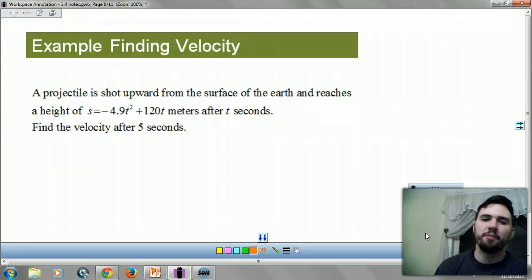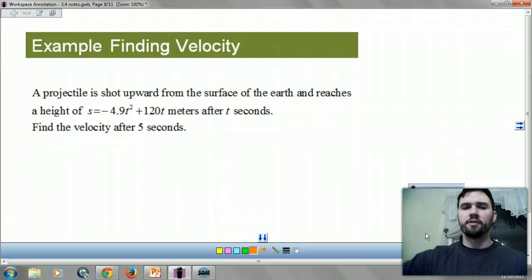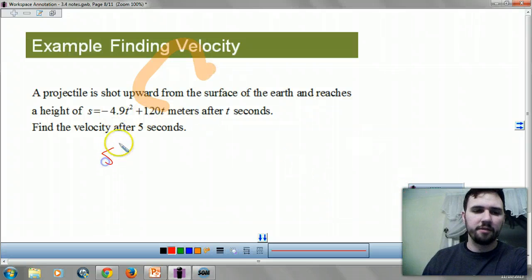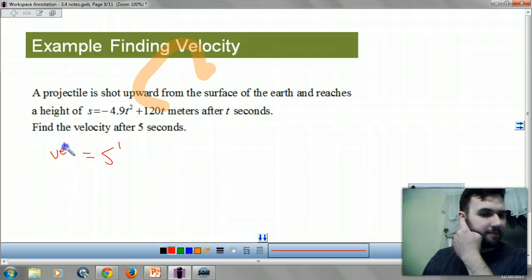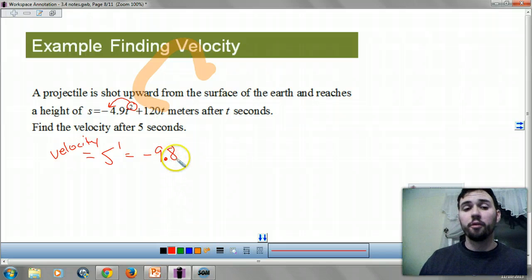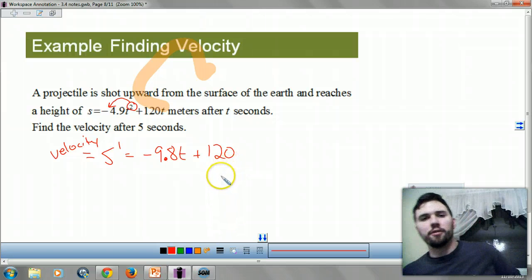Suppose you take a projectile and shoot upward from the surface of the Earth and it reaches a height of s equals negative 4.9t squared plus 120t meters at t seconds. Find velocity after 5 seconds. This original formula gives us position. So in order to find velocity, we need to find s prime. So s prime is going to be negative 9.8t, and I got that 9.8 because 2 times 4.9 is 9.8, plus 120, because the derivative of 120t is 120.